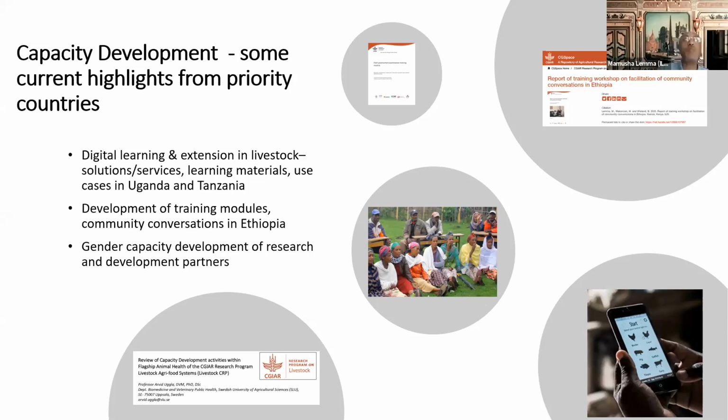And the other one, with the priority country in Ethiopia, is gender capacity development of research and development partners. So, conducting needs assessment and developing training materials, which is also followed up. This has been done previously, but we are continuing on that. Starting with this training is followed by customized coaching and mentoring for the local research and development partners. They make action plans at the end of the training.